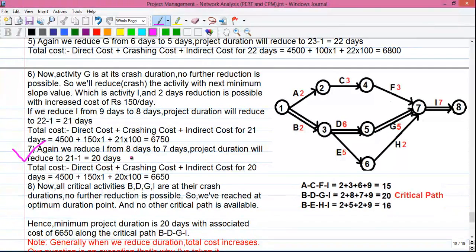So we have reduced the project cost by 50 rupees in our sixth step. Step 7. Again we reduce activity I from 8 days to 7 days, and project duration reduced to 20 days. So total cost will become 4500 plus crashing cost of rupees 150 plus indirect cost for 20 days. That's equal to 6650. Step 8.